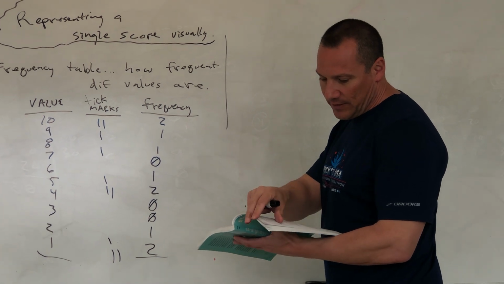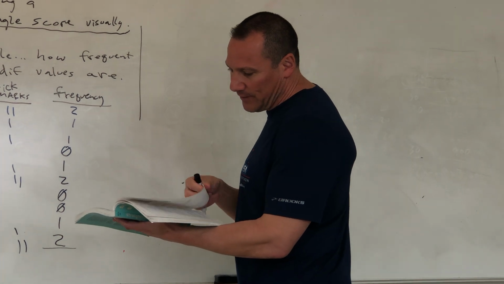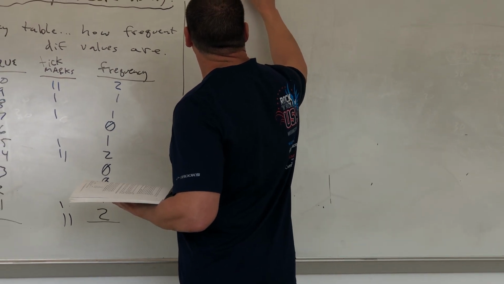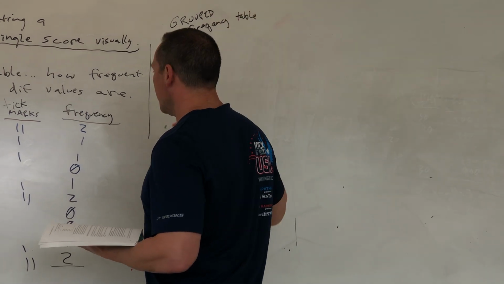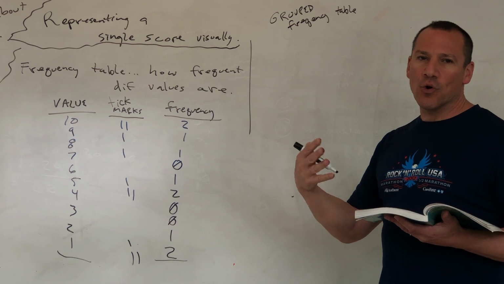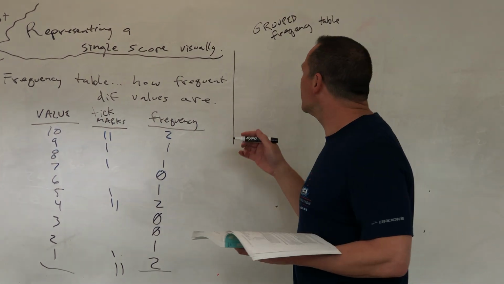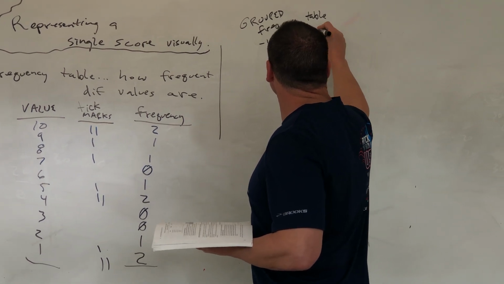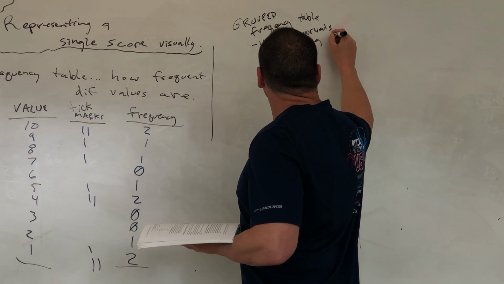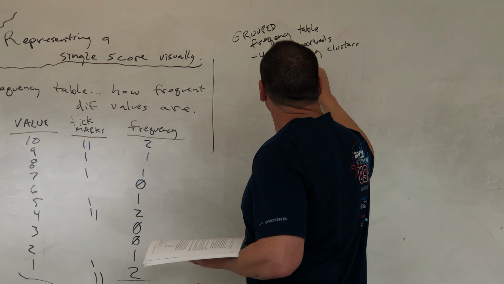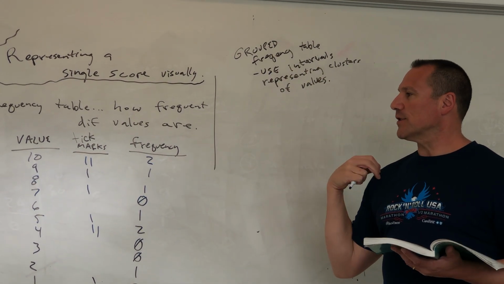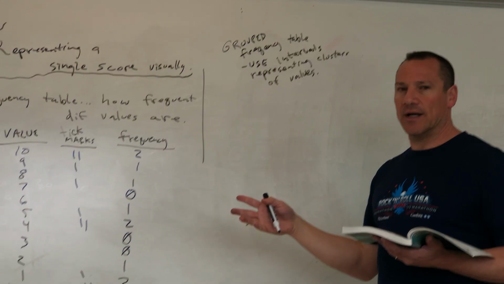Now, in addition to a frequency table, sometimes we can make what we call a group frequency table. Now, if we look at this table, we take the data that we had and it's more coherent. But we can make it even more coherent than that by using what's called a group frequency table. In a group frequency table, you use intervals representing clusters of values. And the number of intervals that you use is really up to you, and it's really up to your data. So it depends on your situation.